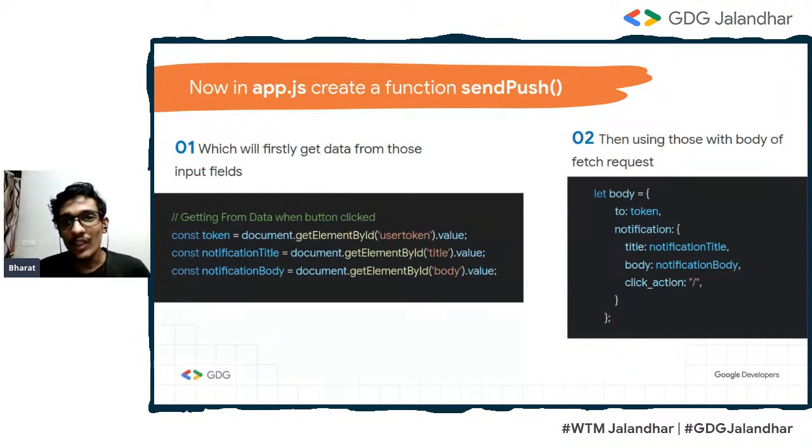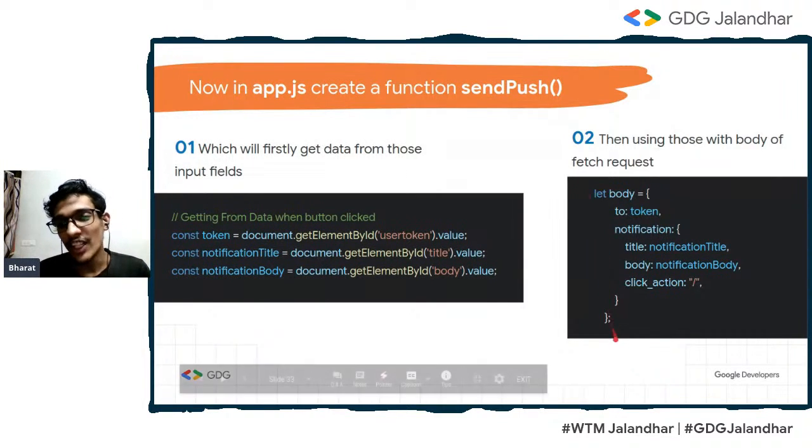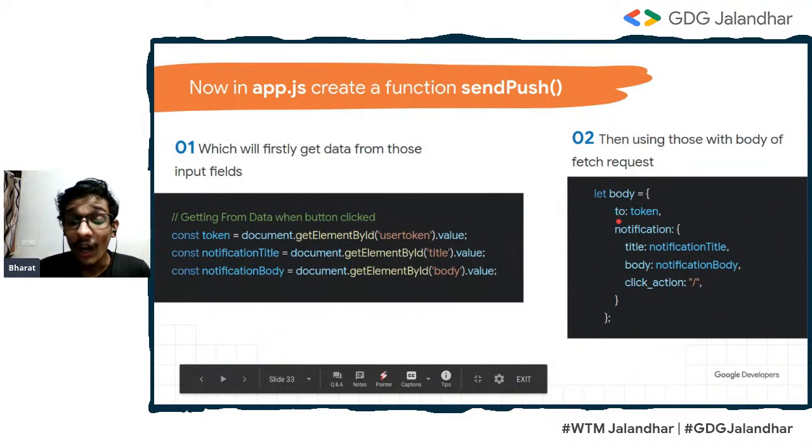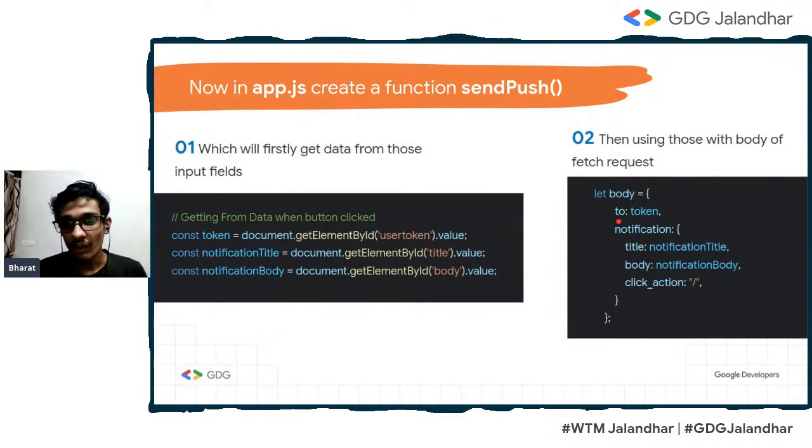After that, in the app.js file, I have created a function, as I told you, the send push function. I'm getting the token from document.getElementById, that input field, and the notification title and notification body, and creating a JSON, or you can say an object, which will contain "to". Now this is the important part. This should be "to". You cannot change these keys, because these are Firebase keys which will help us to send the notification.